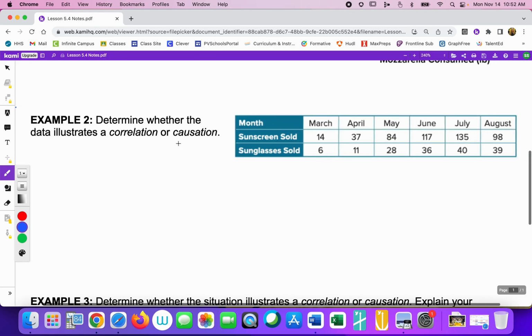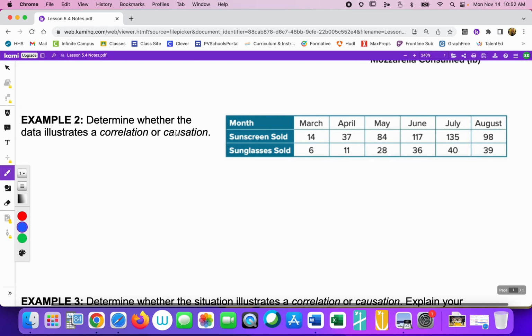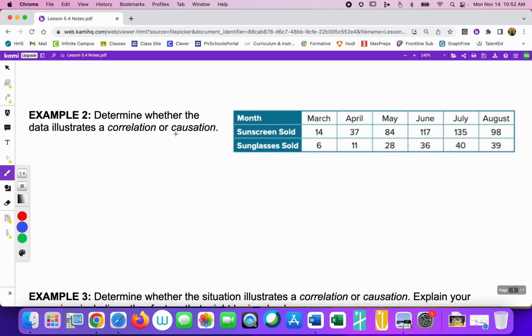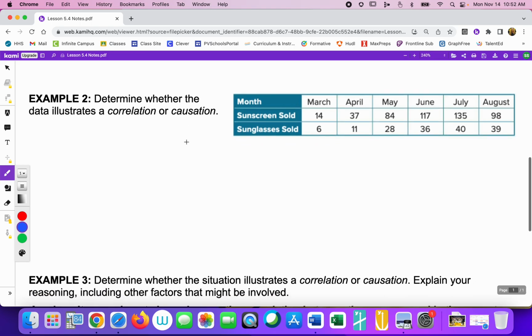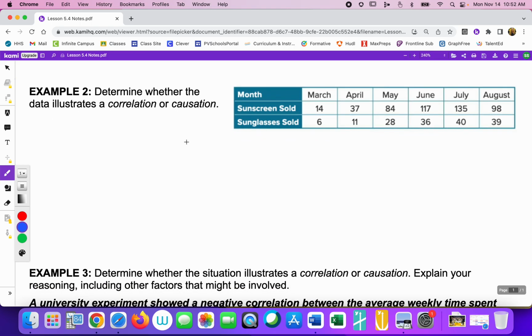Okay. Now, some of them you won't have scatter plots. You're welcome to make one. I'm not going to require that you do. But you should be able to look at some points in the table and figure out whether there is a correlation or not. But if you need a visual, by all means, draw a scatter plot. That will be optional today. So we're going to determine whether the data in the table represents a correlation or causation, or possibly both.